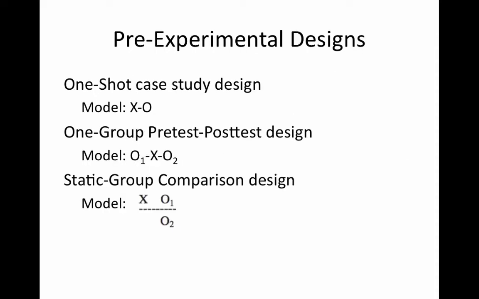Pre-experimental designs. These are weak designs. You have a one-shot case study design: treatment, observation. One group, pre-test, post-test design: observation, treatment, observation. Static group comparison design: treatment, observation compared to an observation.